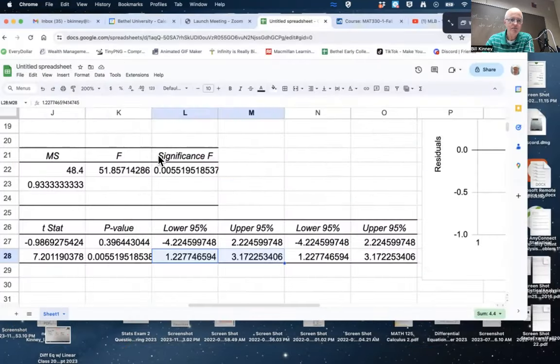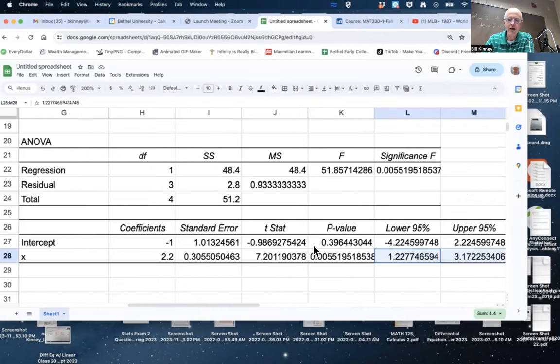Can we? There's the p-value, less than 1%. Yeah, I think I can reject the null. P-value is about half of 1%. Based on what? Based on this t statistic right there of 7.2.